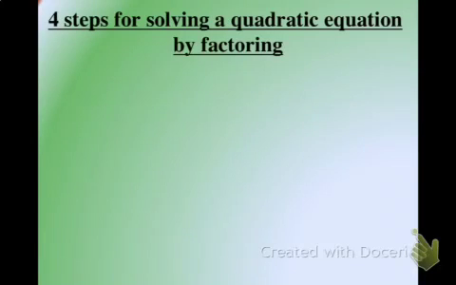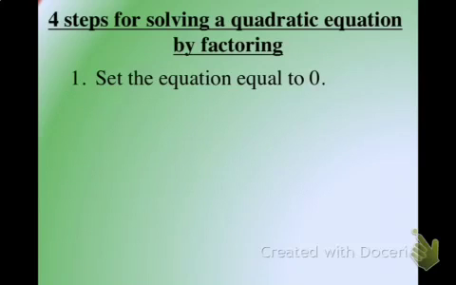Now that we've learned how to use the zero product property, let's put it all together with factoring. So here are the steps for solving a quadratic equation using factoring. The first step is to set the equation equal to 0. That way you can use your zero product property.